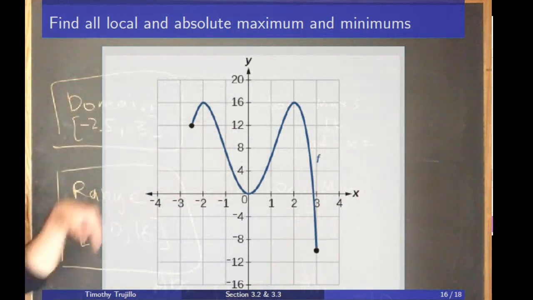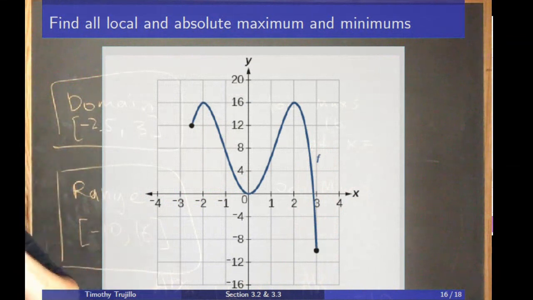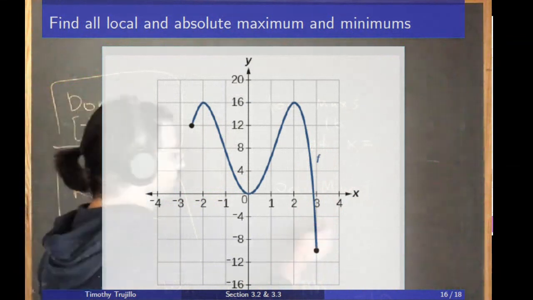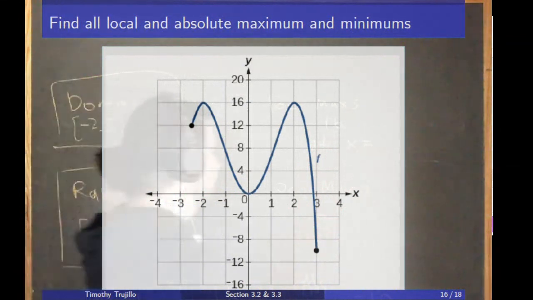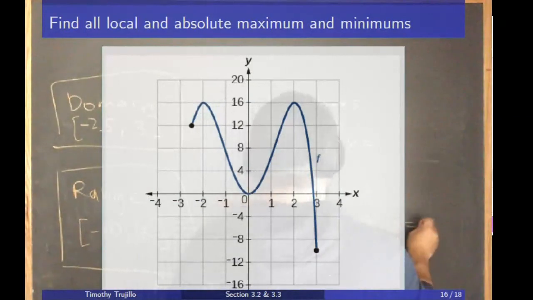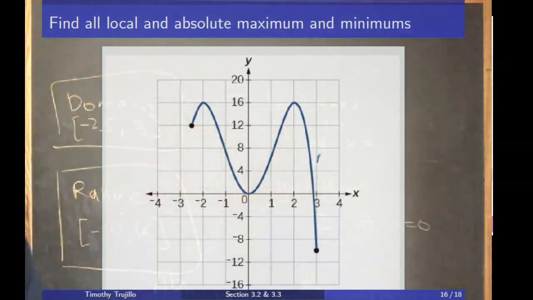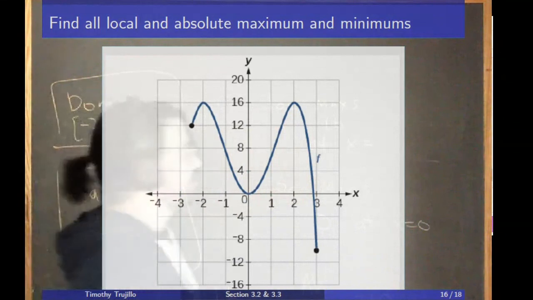Yeah, it's at 0, right? It's that bottom little piece there. It's not the absolute minimum, but it's definitely a local minimum of 0, and it occurs at x equal to 0, right? Where those other two occur at -2 and 2.